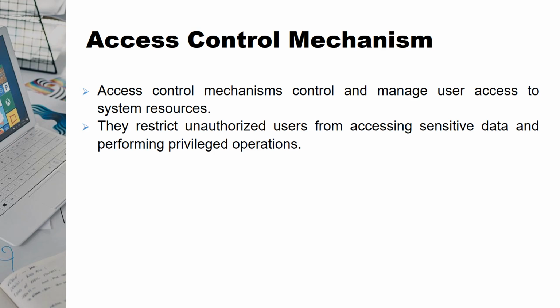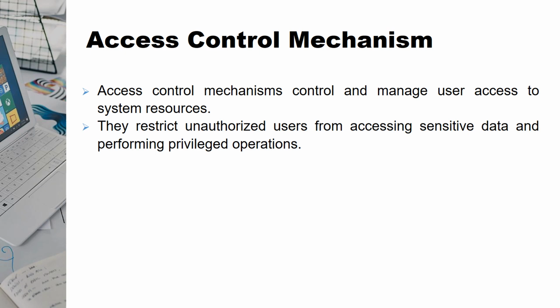Hello everyone and welcome to this lecture on access control mechanisms. Access control is a security process that determines who is allowed to use or view resources in a computer system. In simple terms, it's about making sure only the right people can access certain files, applications, or data while keeping everyone else out, right?